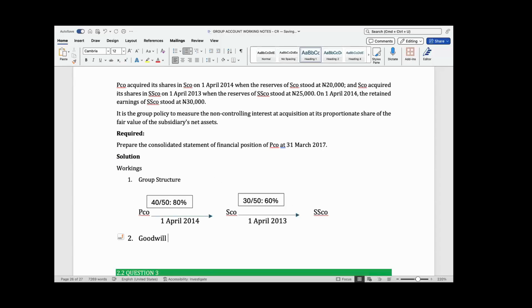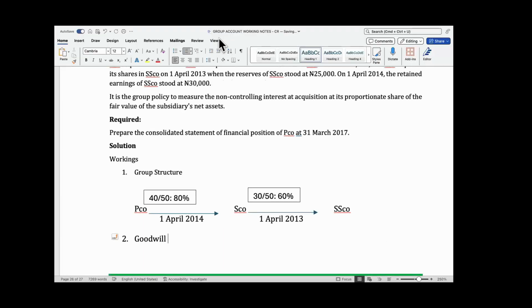So goodwill. I'm not sure Mr. Christopher is around. If he was around, he has asked me to expand my screen.